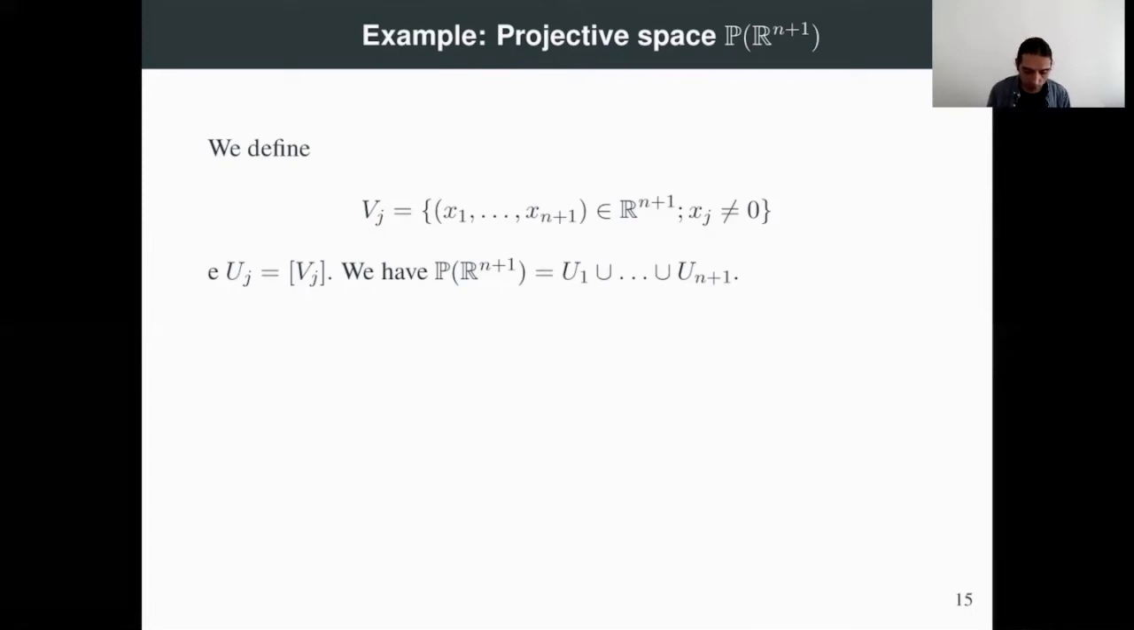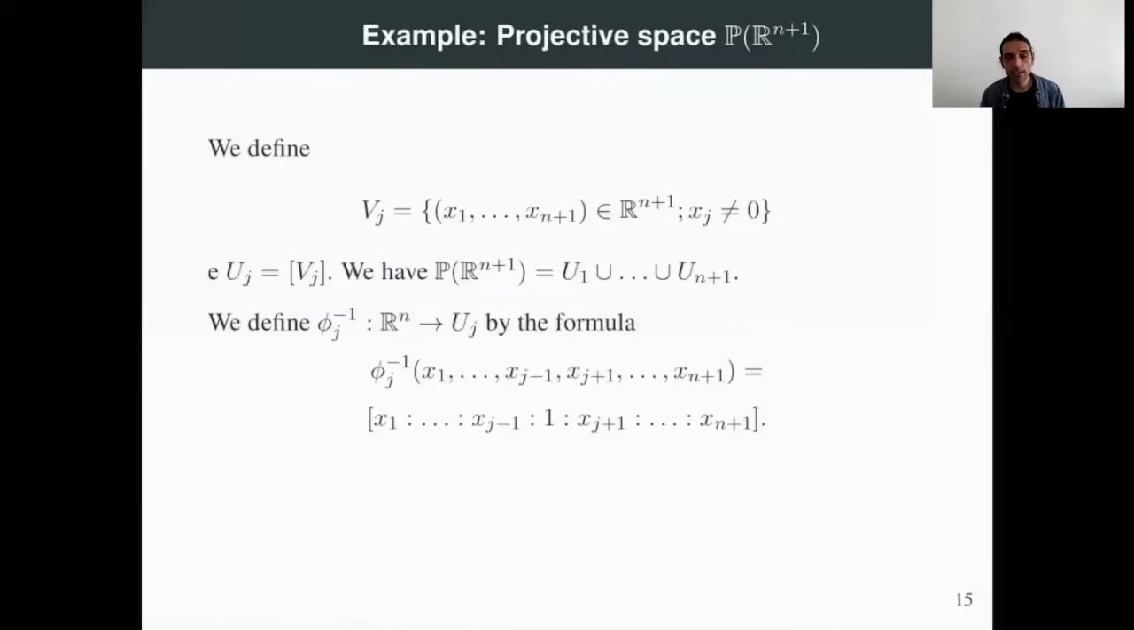And we consider U sub j as the set of classes of vectors in V sub j, okay? In that way, what we have is that the real projective space is going to be the union of these n plus 1 sets, okay? And now let's work with that.